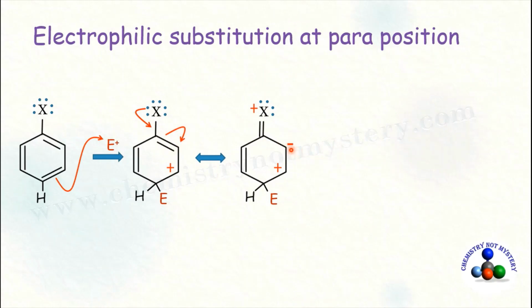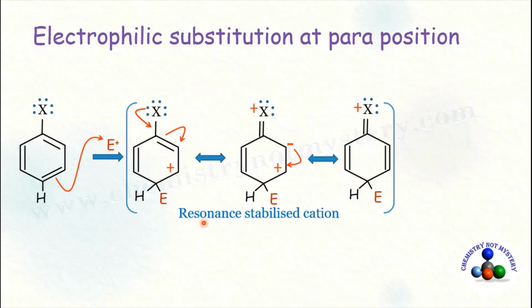Now this negative charge shifts between these two carbons. So as a result, a double bond is formed between these two carbons. This formed carbocation is stabilized by the resonance effect of halogen. But the aromatic character of benzene is lost due to the addition of the electrophile.